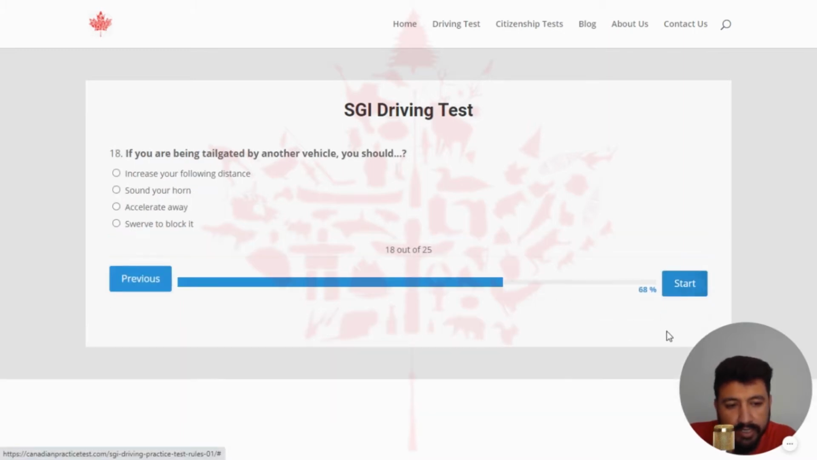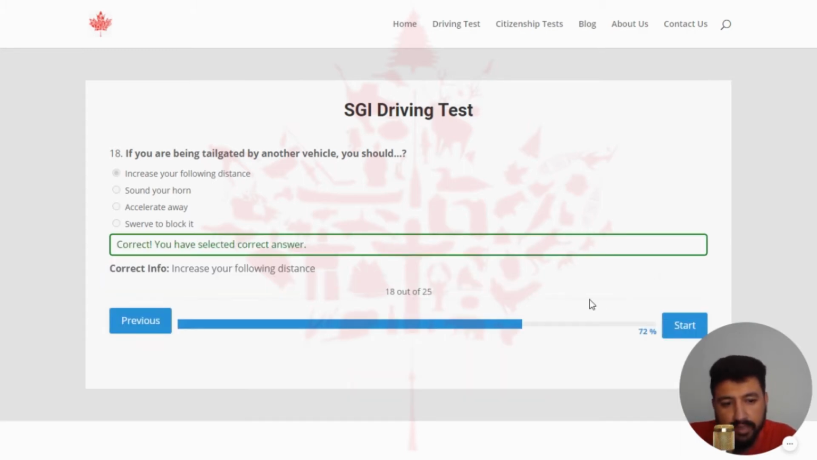And let's move to the 18th question of quiz number 1. If you are being tailgated by another vehicle, you should. The right answer of 18th question is increase your following distance. So I'm going to select the first one. This should be the right one. Yeah, this is the correct.